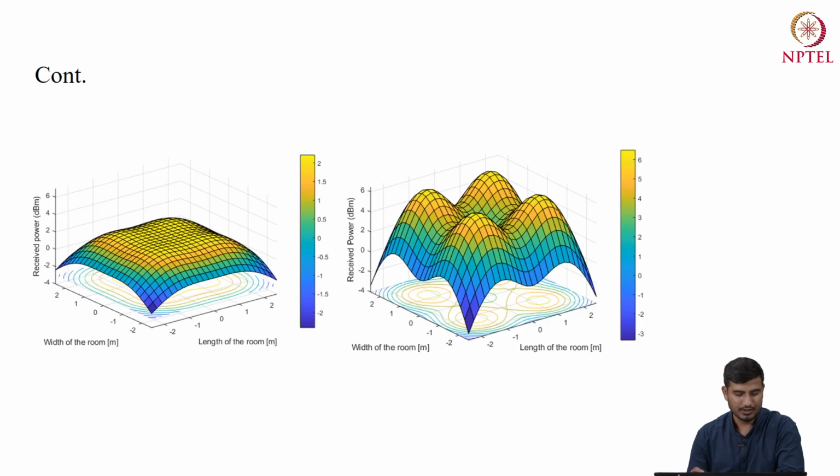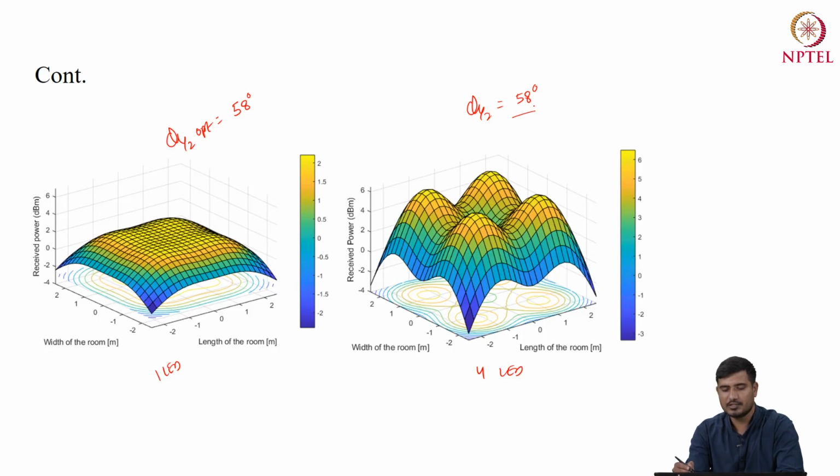or you can say the optimized Lambertian order. So this is the 1 LED configuration with phi optimized as 58 degree, and again this is with the 4 LED configuration with again phi LED optimized as 58 degree. So this is the standard value that we have calculated. You can also calculate this optimum LED semi-angle value as per your configuration and see the received power profile.